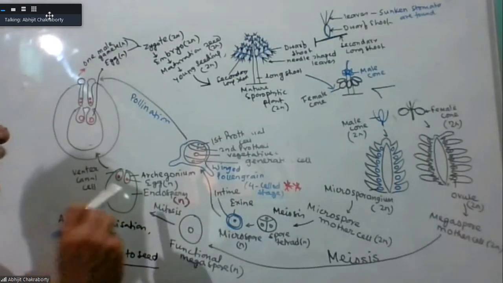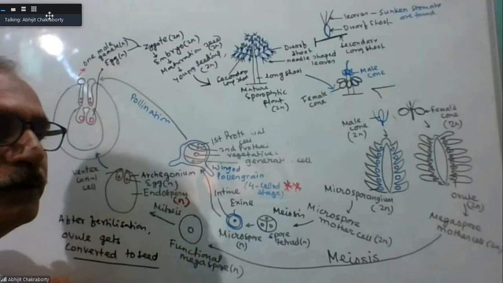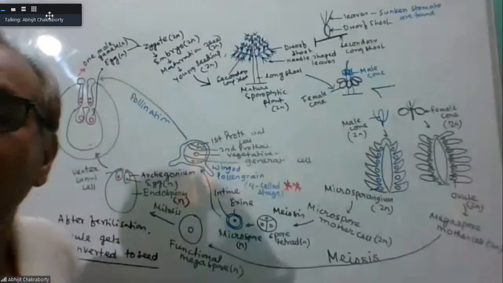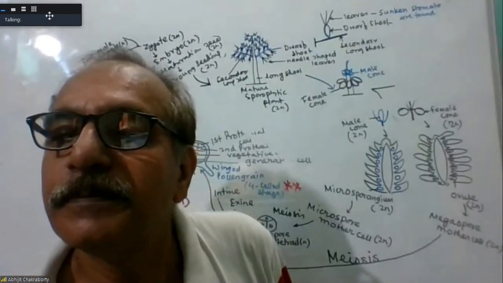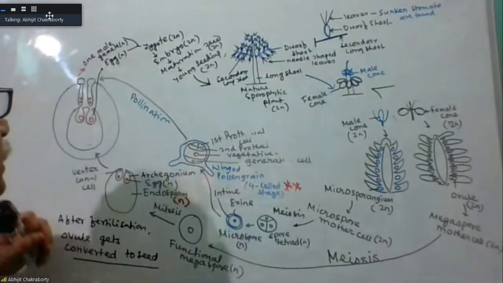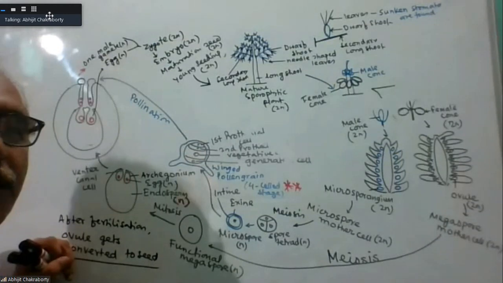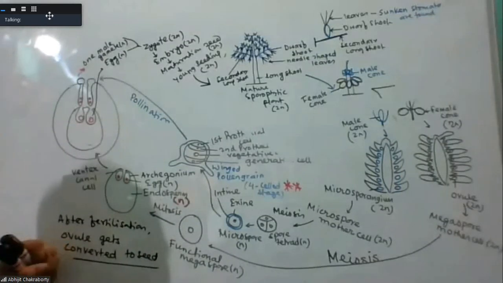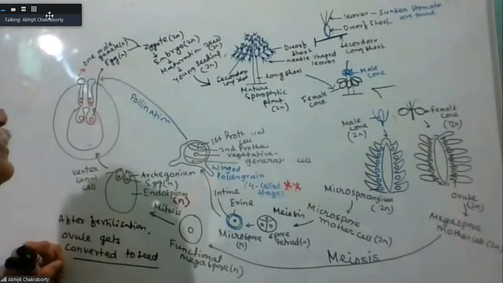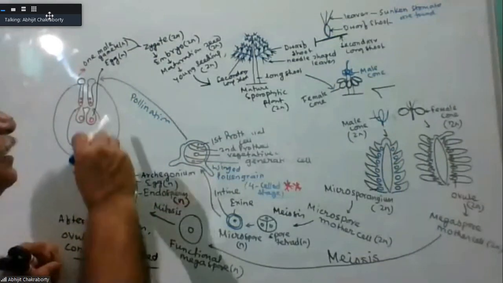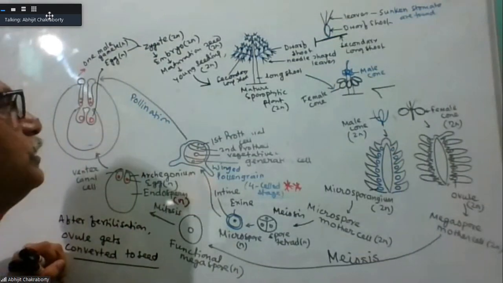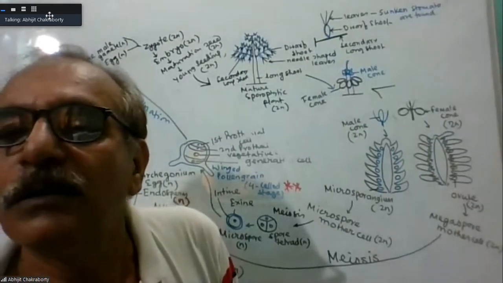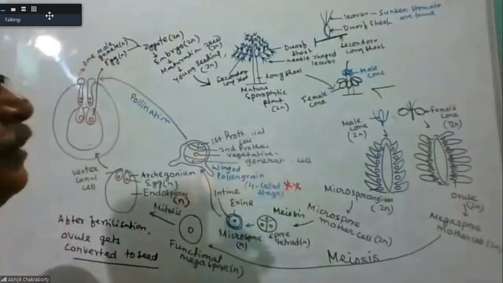Thirdly, as more than one archegonia are formed in each ovule, more than one egg will be there, so eventually more than one embryo will be formed. As more than one embryo is formed, when the ovule is converted to seed, you will get more than one embryo in the seed, and this is called polyembryony.